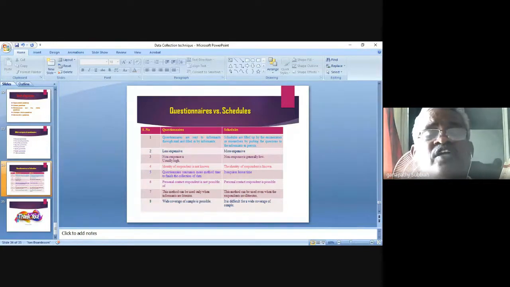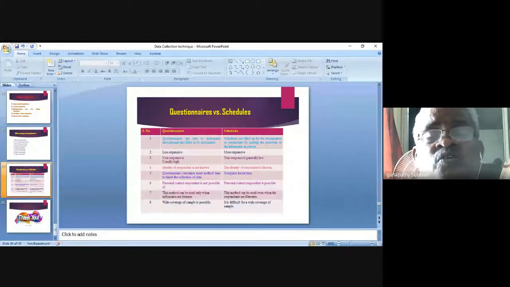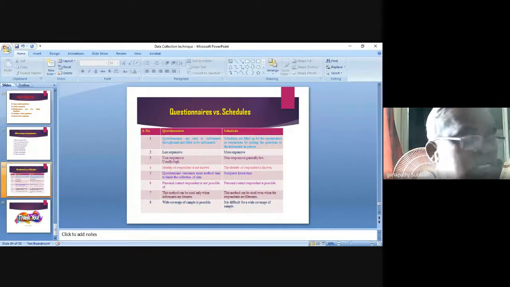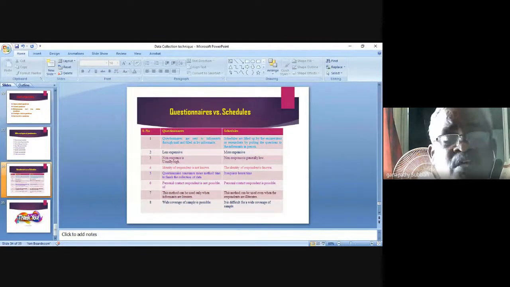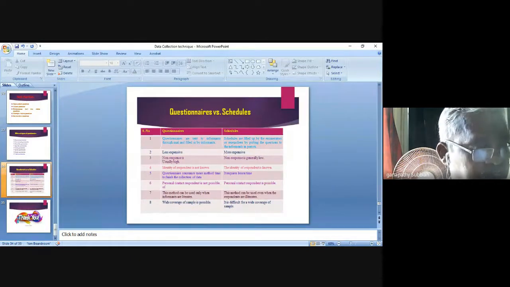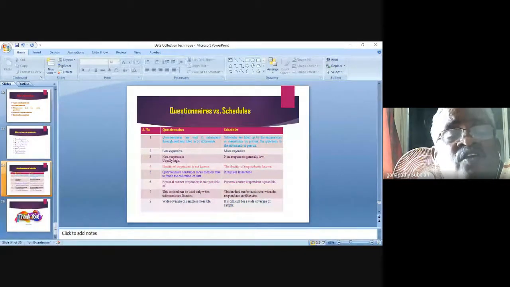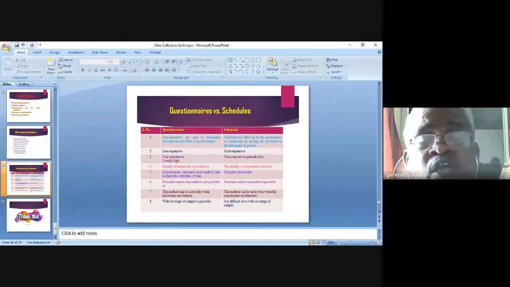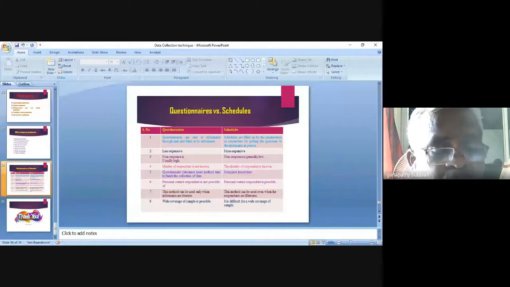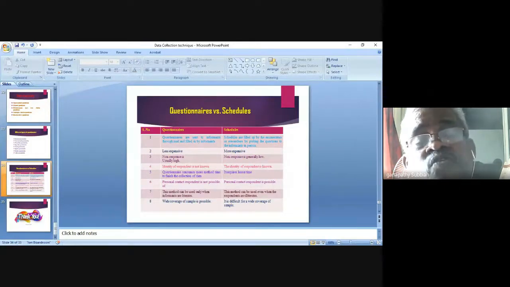Then differences between questionnaires and schedules. In the preparation of questionnaires and schedules, the same steps are taken by the researcher, but there are some differences. In the case of a questionnaire, it is sent to the informant through the mail and filled in by the respondent himself. It should be sent by the researcher through the post.